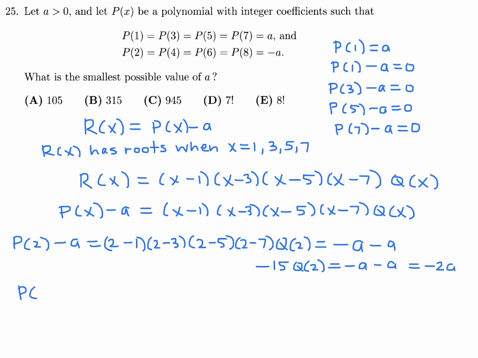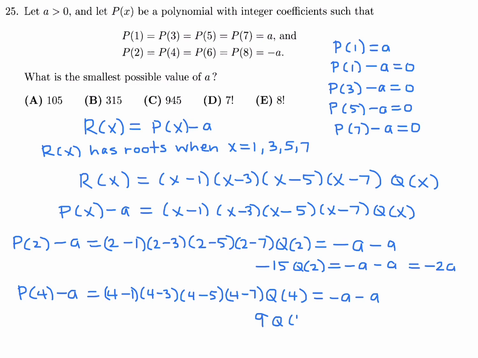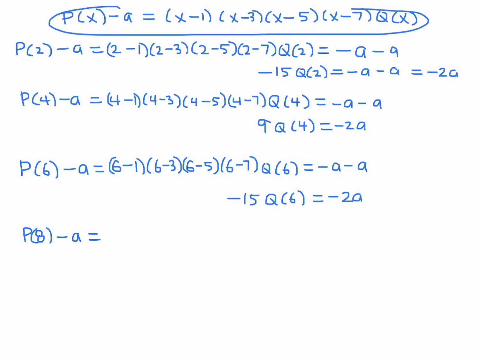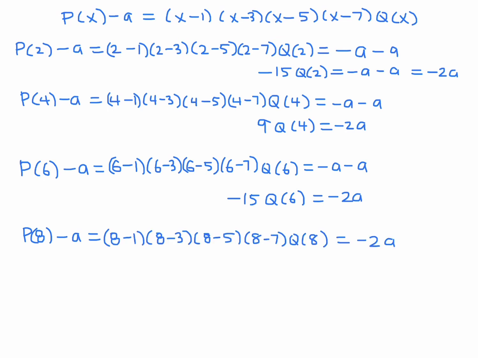Now we do the exact same thing for p at 4. P at 4 minus a, we'll substitute that in. And if you do the math here, you get 9q4 is equal to minus 2a. And then, of course, we'll do the exact same thing for p at 6 and p at 8. And that is again going to be minus 15q6 is equal to minus 2a. And then finally, we do p at 8 in the exact same way, minus a, using this same equation up here. And if you do the math there, you get 105q8 is equal to minus 2a.